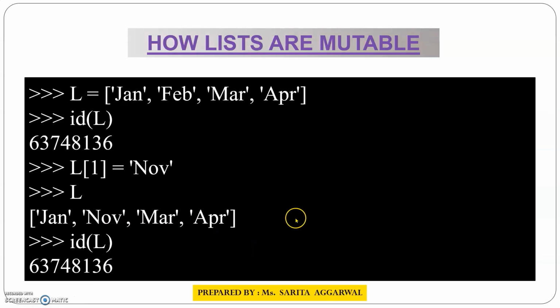Next is how we can see lists are mutable. Here you can see L is a list and it contains 4 elements and all 4 elements are of string type. First is Jan at index 0, at index 1 is Feb, and March and April. The ID of this is the same. ID of L is this. Let's see with the help of an example to understand this.